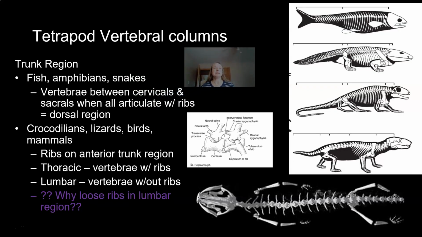So when we're looking at this, with our trunk region in fish, amphibians, and snakes, the vertebrae between the cervicals and the sacrals, that's all that area, articulate with ribs. This is just what we call the dorsal region. But in crocodilians, lizards, birds, and mammals, we have ribs on the anterior trunk region, the thoracic region, up in here, thoracic versus lumbar. But we lose these lumbar ribs. So see here we have lumbar ribs here, but we do not have lumbar ribs here. So I want you to pause and think about, why do we lose ribs in the lumbar region? So pause it. When you go to the next slide, we'll talk about it.